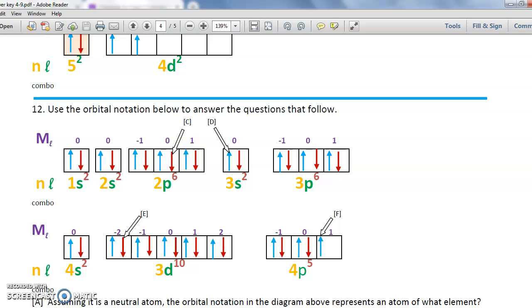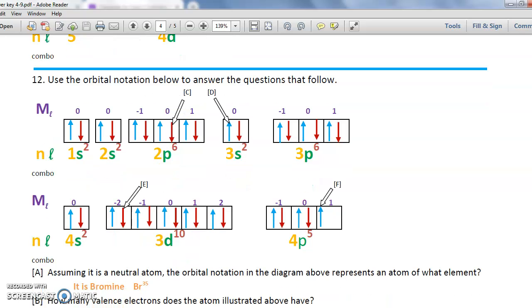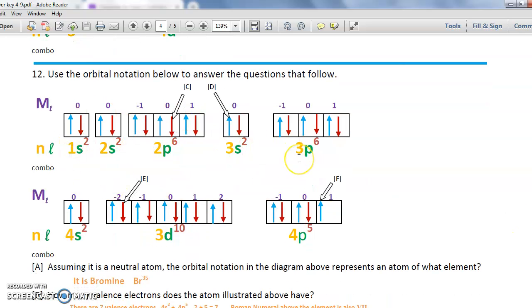Now we're asked to answer some questions about this orbital notation right here. Whose orbital notation is this? Oh, that's the first question. Assuming it's a neutral atom, who is this? Couple ways to do this. If it's a neutral atom, the same number of electrons as protons. So let's add up how many electrons it has.